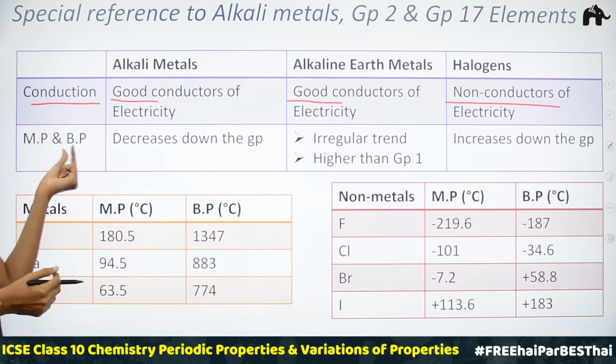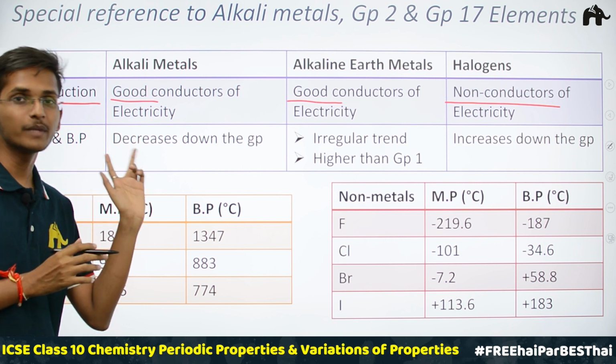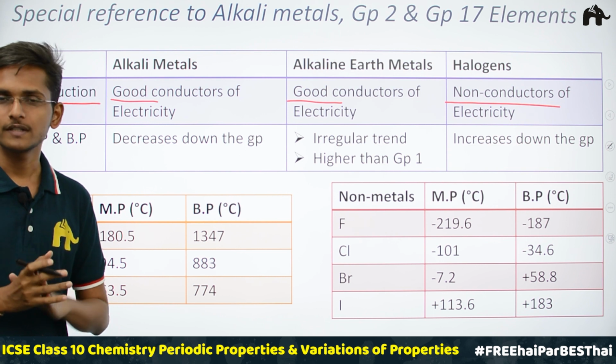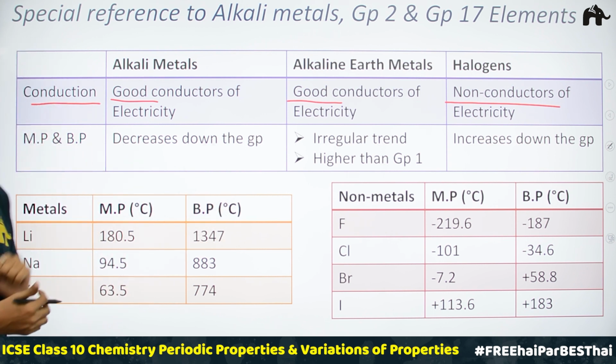Then melting points and boiling points. We already have studied the trend of melting point and boiling point, right? When we were studying the trends of the periodic properties, after chemical reactivity, we studied the trend in the physical properties, in which the first one was melting point and boiling point.